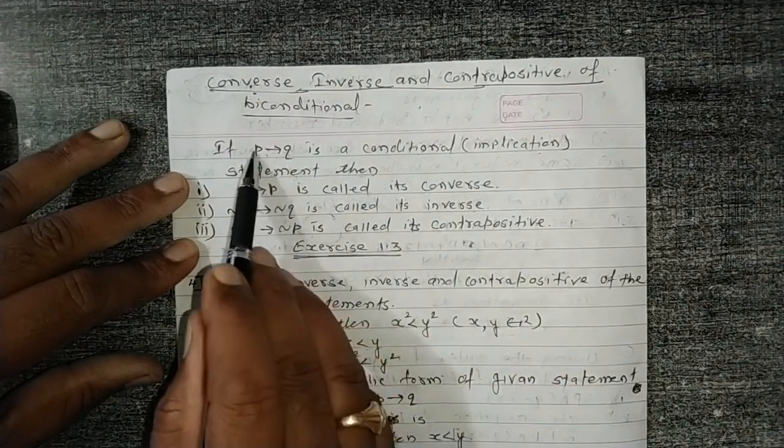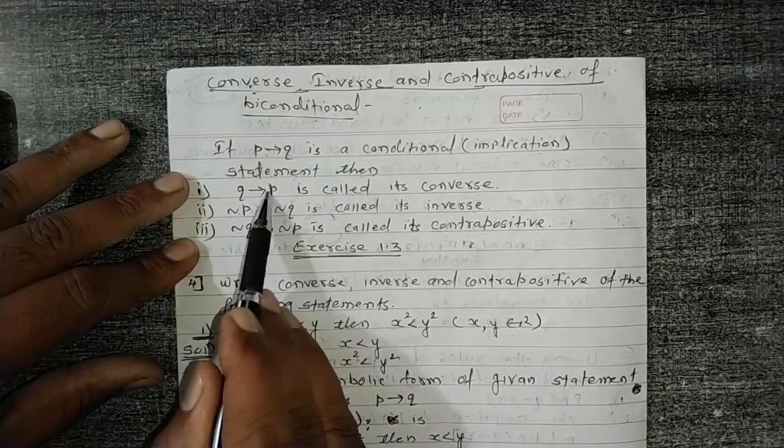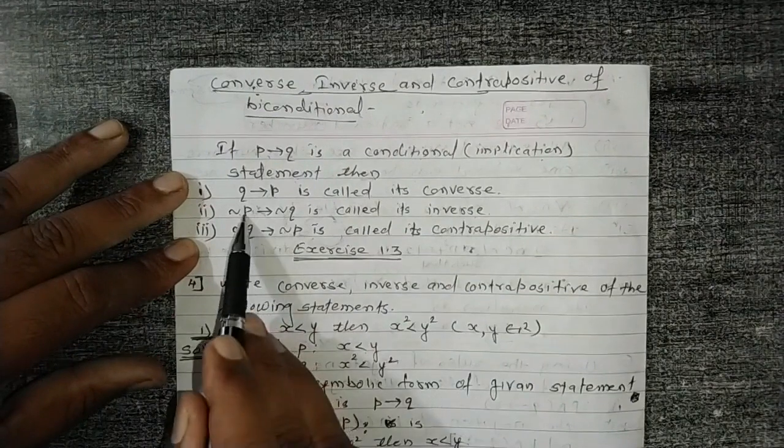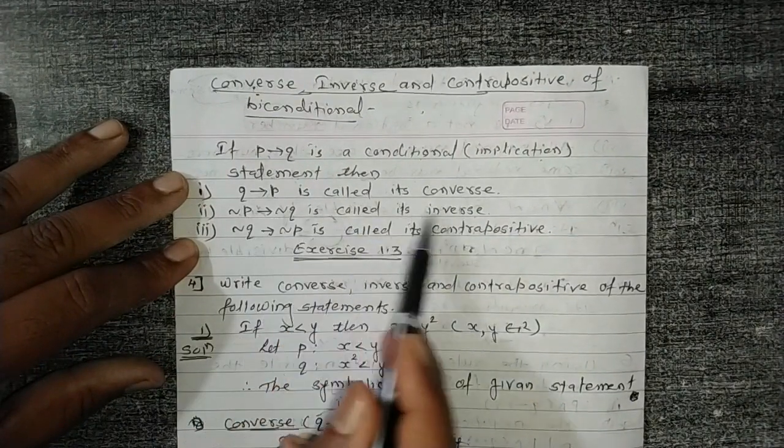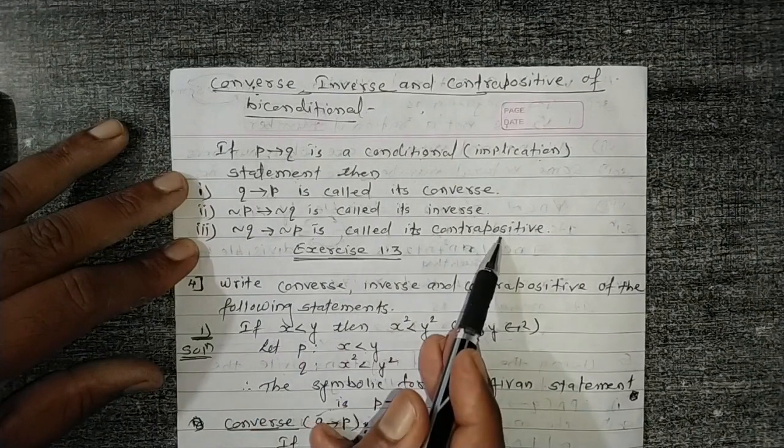That is, if P conditional Q is a given conditional statement, then Q conditional P is called its converse, negation P conditional negation Q is called its inverse, and negation Q conditional negation P is called its contrapositive.